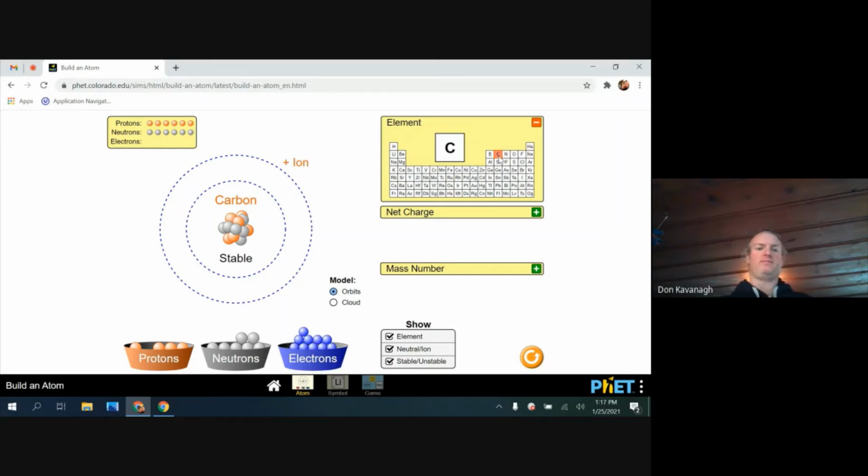Not a coincidence. Right now, this carbon atom has a net charge of plus 6 because it has 6 protons and 0 electrons. Let's add electrons to this. What's great about this model is there are 2 railroad tracks, and if you just dump the electrons in there, they autofill.